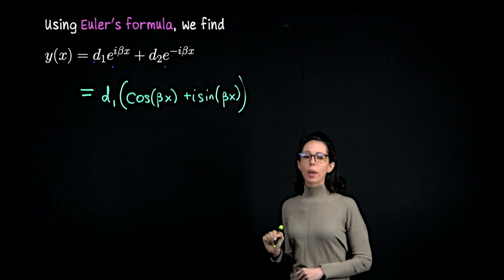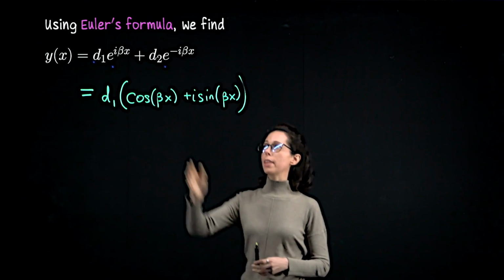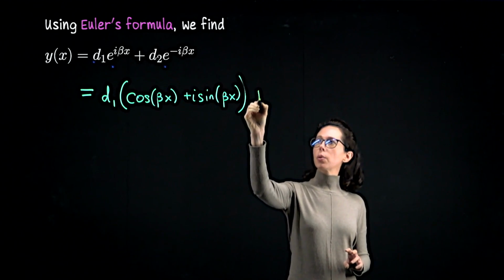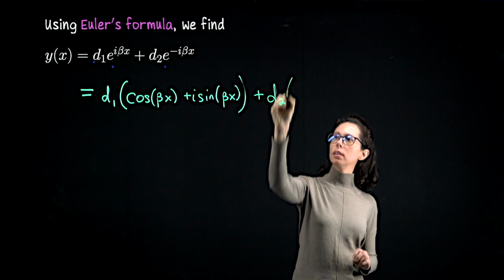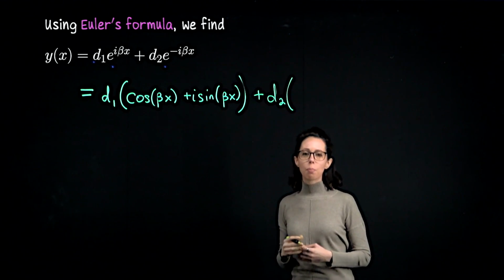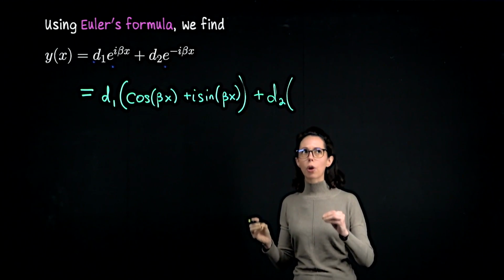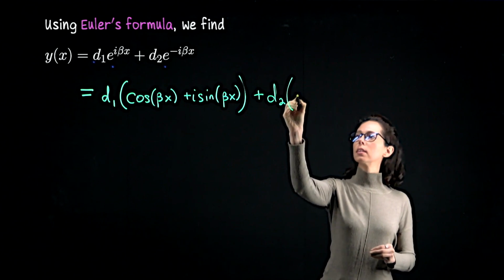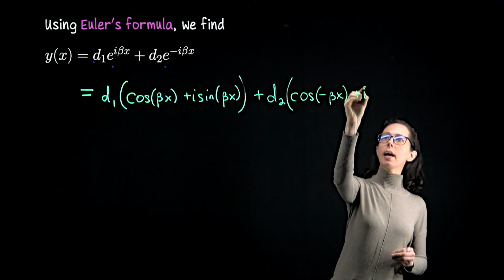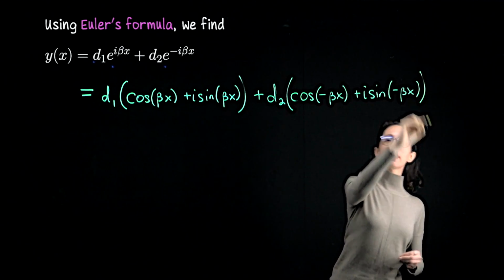So that is a way to replace that complex exponential according to Euler's formula. So this is Euler's formula. Okay, we're not done because we also have d2 times, now I'm going to do the exact same thing, but we have negative I beta x. So that's going to be like cosine of negative beta x plus I times sine of negative beta x, like that.